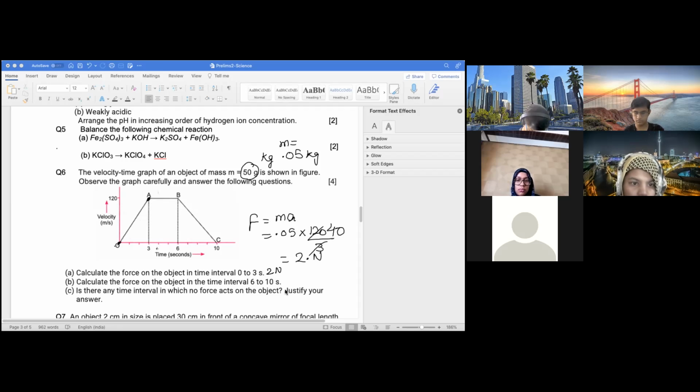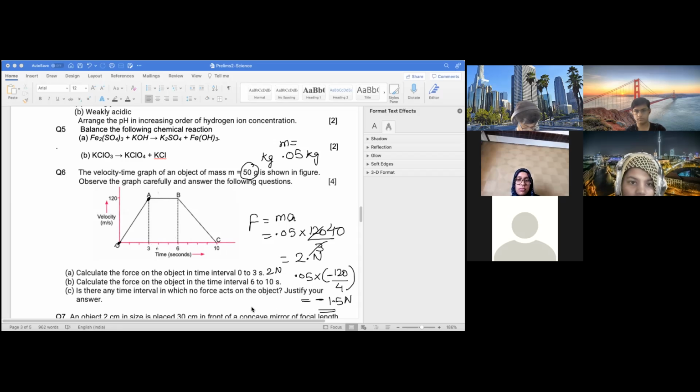Calculate the force on the object in the time interval 6 to 10. Now it is a negative slope. So answer will be, many of you didn't write negative. It is a stopping force, right? Final velocity is 0. 0 minus 120. So force is equal to 0.05 into minus of how much? Oh, 120 upon 4. So answer is negative में 1.5 Newton. Okay, negative में 1.5 Newton.